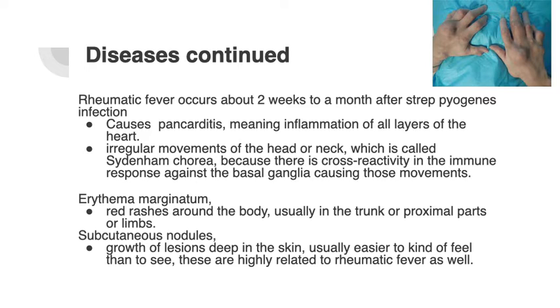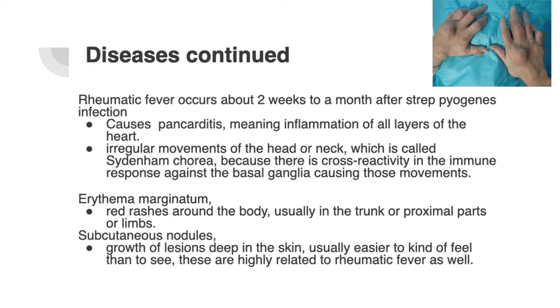Rheumatic fever can occur about 2 weeks to a month after a Strep pyogenes infection. It causes pancarditis, meaning inflammation of all the layers of the heart. And it also causes irregular movements of the head or neck, kind of spasms. It's called Sydenham chorea because there's cross-reactivity in the immune response against the basal ganglia, which is in your brain, and it controls your movements.